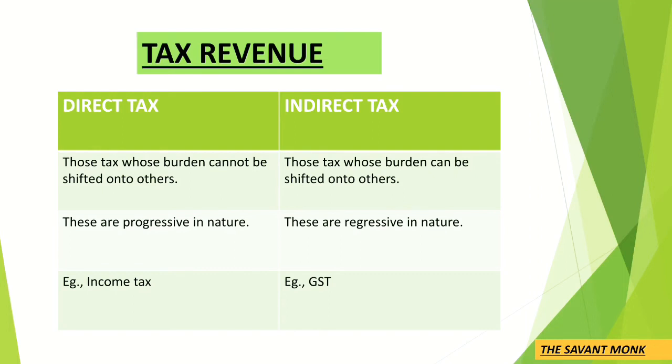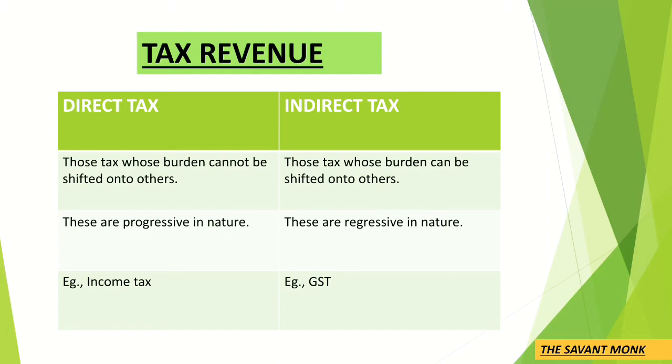So tax is a compulsory payment imposed on persons or companies by the government to meet the expenditure incurred for various welfare activities of the community as a whole. It is of two kinds, direct tax and indirect tax. Direct taxes are those taxes whose burden cannot be shifted onto others.